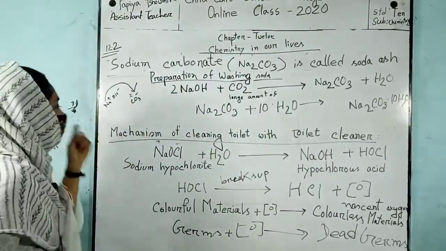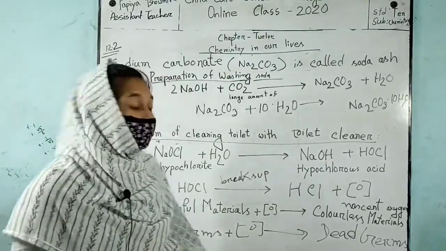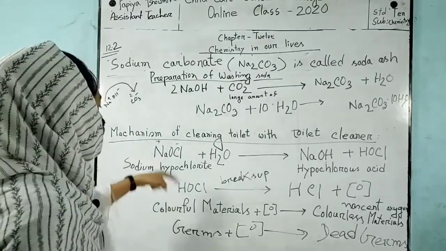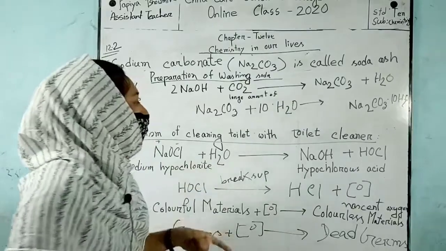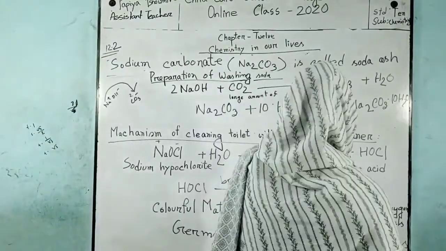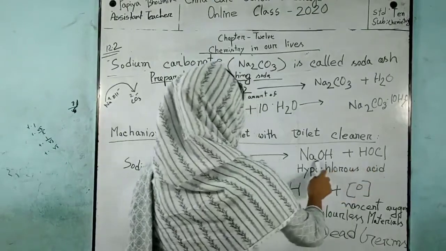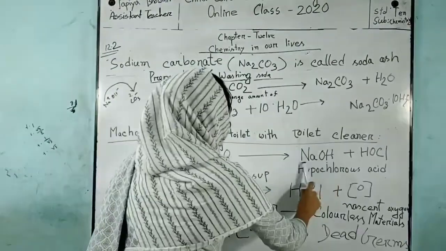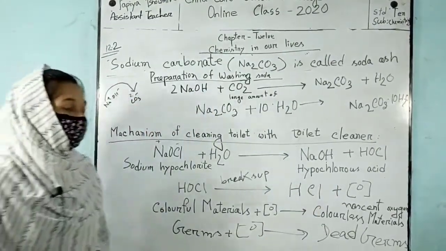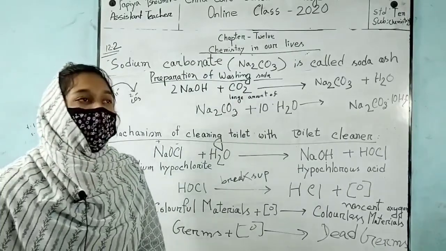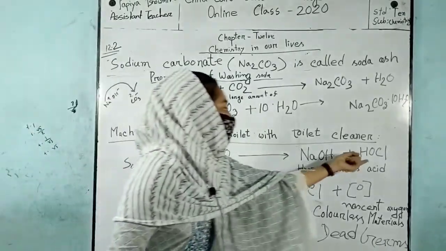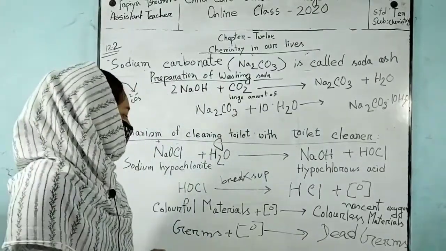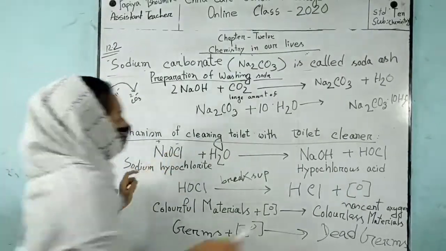To understand the mechanism of this toilet cleaner, we can see here the sodium hypochlorite. This sodium hypochlorite reacts and then we get sodium hydroxide and hypochlorous acid. This hypochlorous acid is our main topic, and sodium hydroxide is also a main topic. Sodium hydroxide basically removes oil and other things, and the hypochlorous acid usually removes bacteria, germs, and many other things. So this is the product.